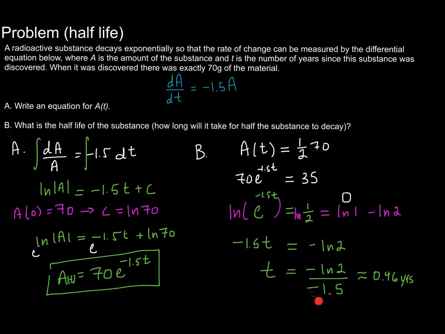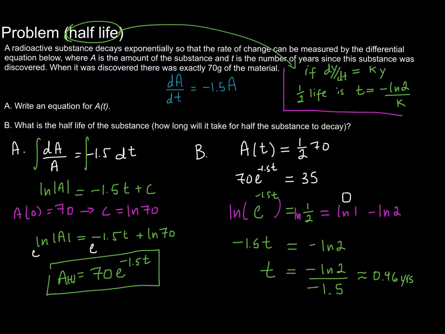And in general, we can always use this to find the half-life, negative natural log of 2 divided by k. K is going to be negative, and that will give us a positive half-life. And so let's go ahead and just quickly jot that down so that we can remember. So if I'm dealing with exponential decay, which means my differential equation will be ky, where k is going to be negative, that's important to remember, then the half-life is simply going to be the t value that is equal to negative natural log of 2 over k. Remember, k needs to be negative so that our t value ends up being positive.